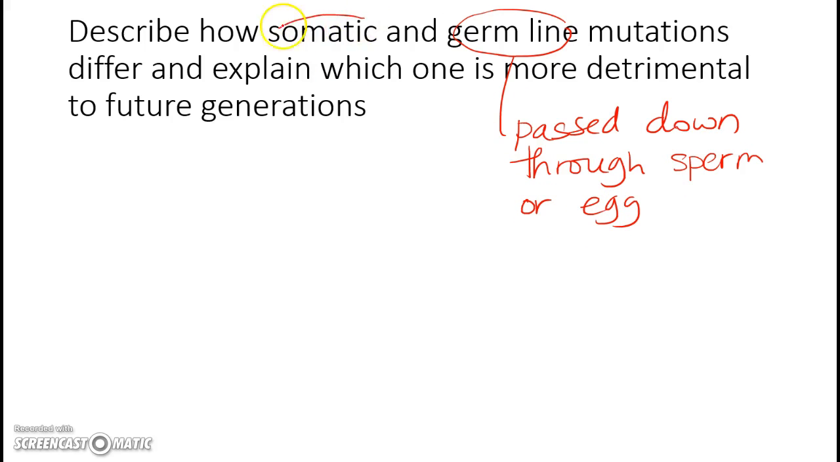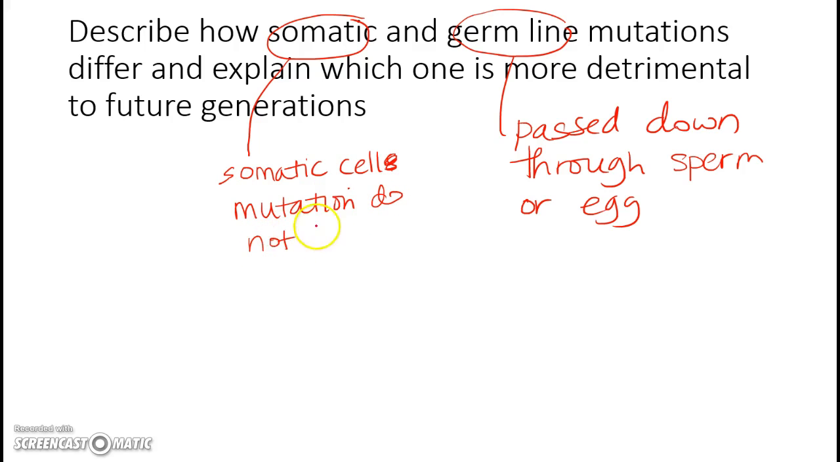All right, somatic mutations occur in somatic cells. And somatic cells, they do not donate DNA to the sperm and egg, so they do not get passed down. So somatic cell mutations do not get passed on.